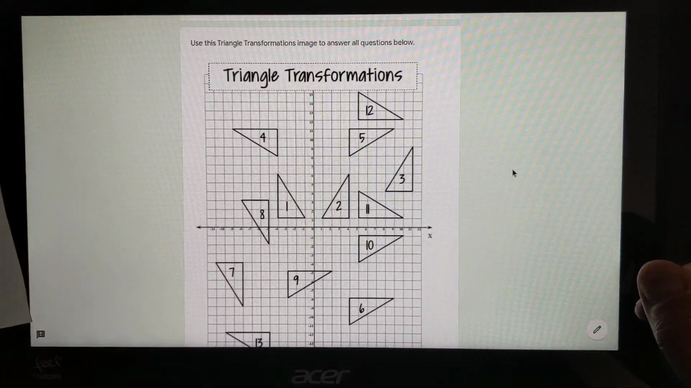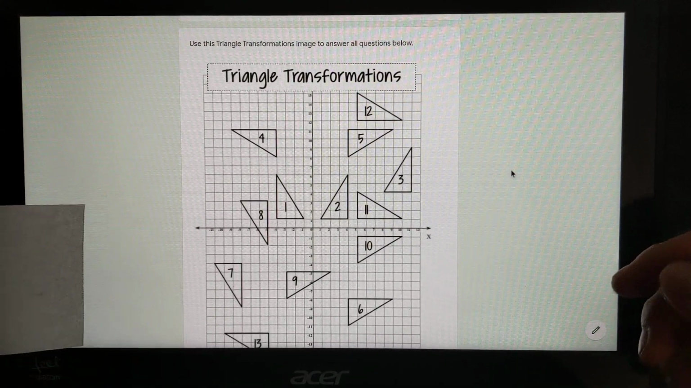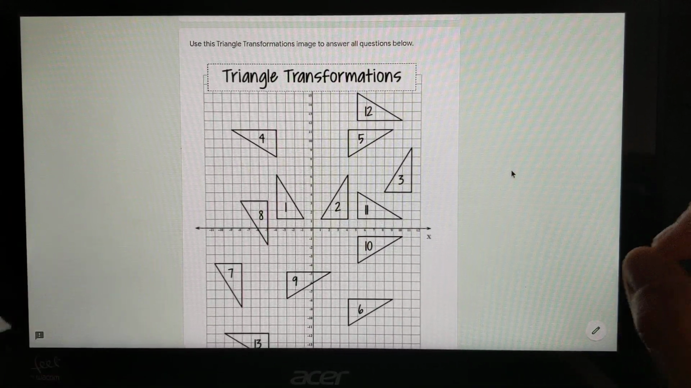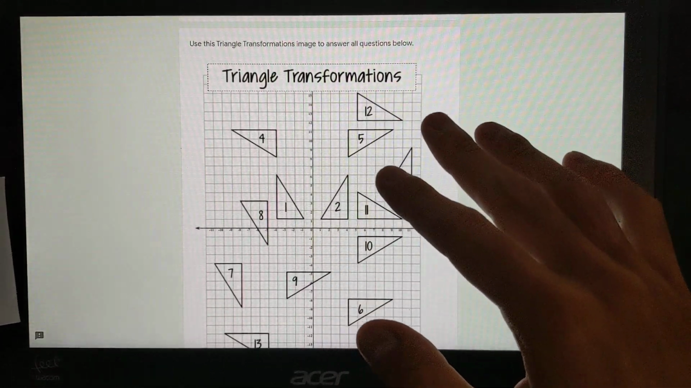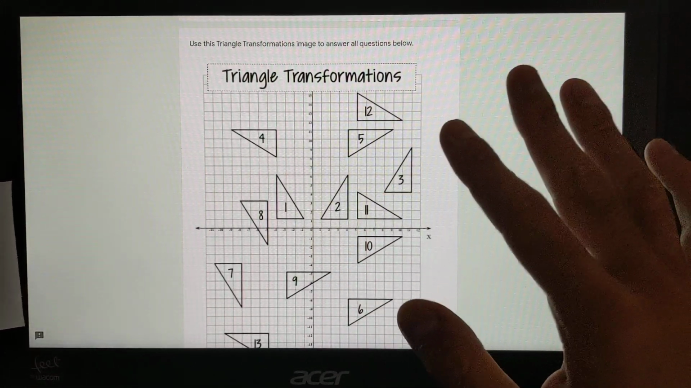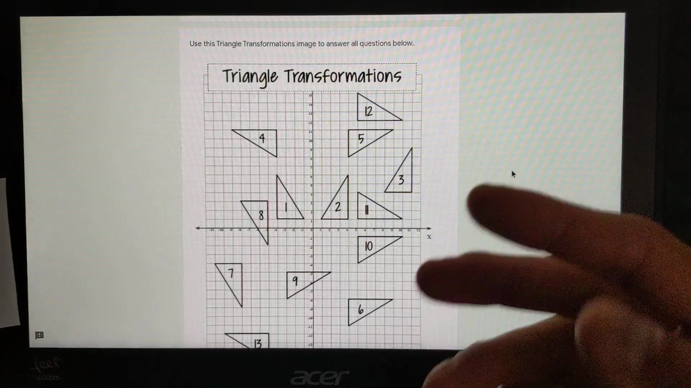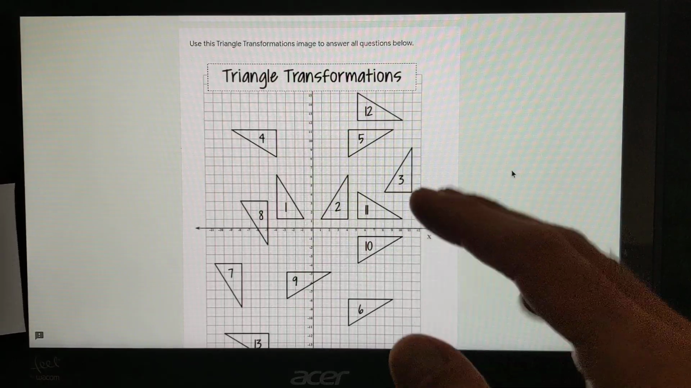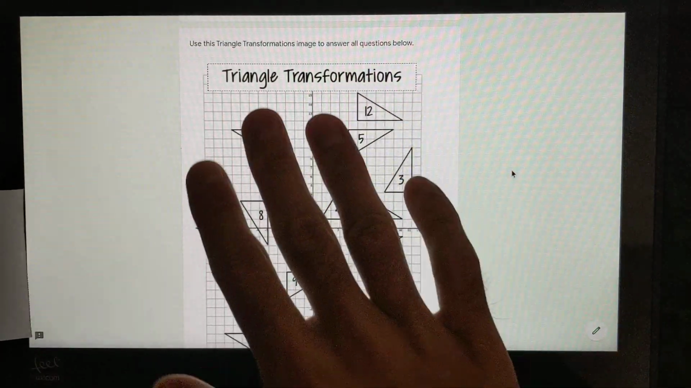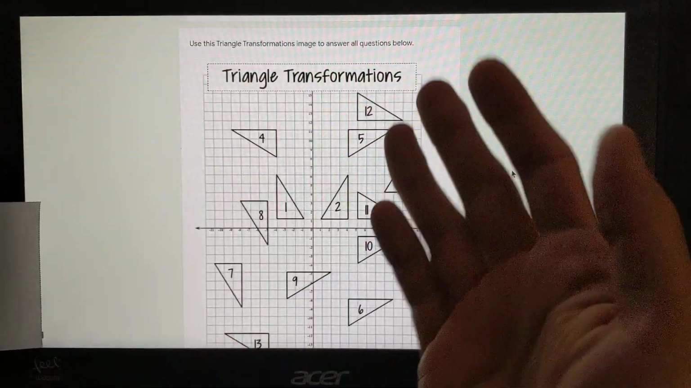The past couple weeks, you guys have been performing transformations. Today, you guys are going to take a little bit of a break. Instead of performing, you're going to be identifying transformations and sequences of transformations. Know that a sequence of transformations just means using two or more transformations in a row. So, for example, translating and then reflecting, or reflecting then rotating.